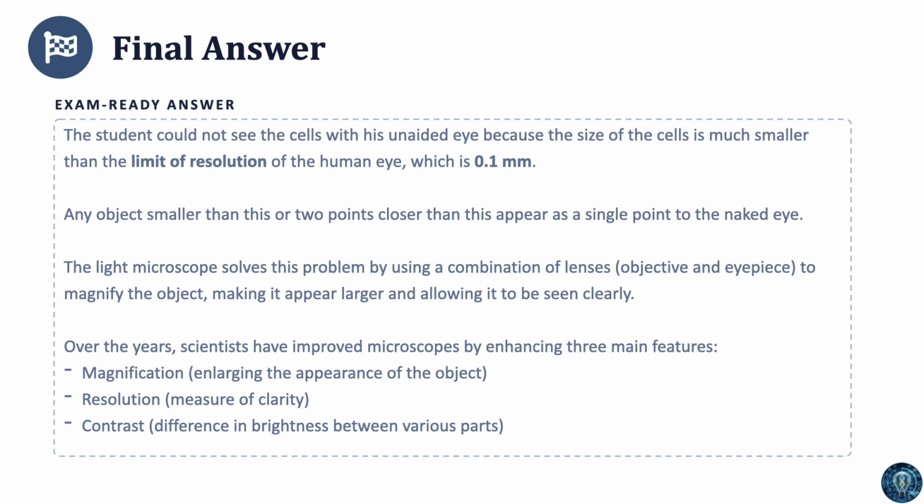Over the years, scientists have improved microscopes by enhancing three main features. First, magnification, which means enlarging the appearance of the object. Second, resolution, which means measure of clarity. Third, contrast, which means difference in brightness between various parts.